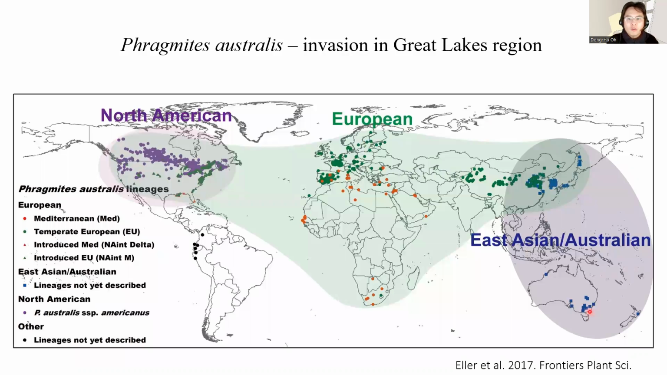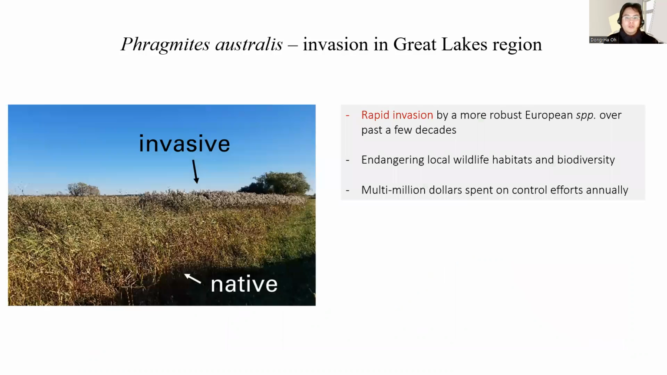So we can trace the origin of this invasive subspecies using the chloroplast sequence, and this invasive subspecies originated from Europe. So we can see that these green dots were moved to the Great Lake regions here. These rapid invasions disturb local ecosystems, and it costs multi-million dollars per year to control this invasion. And it can endanger local wildlife habitats and biodiversities.